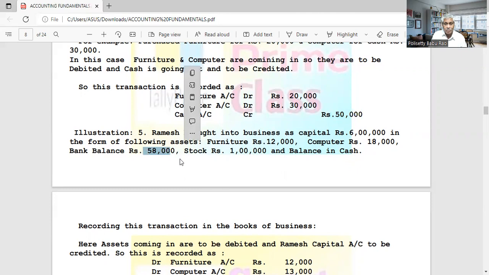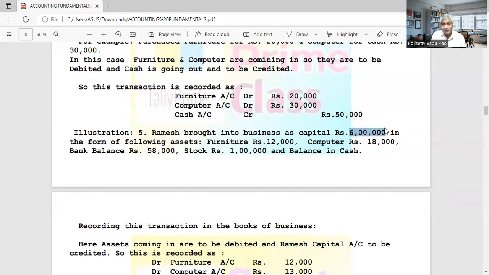Say he has a bank account. That amount is transferred to the company. So that is the bank balance he paid. So he can give any asset. So 18,000, 12,000, bank balance 58,000 rupees. Stock 1 lakh. Stock means goods, goods which are with us. That's why it's called stock. Stock 1 lakh. So all these assets and the balance in cash.